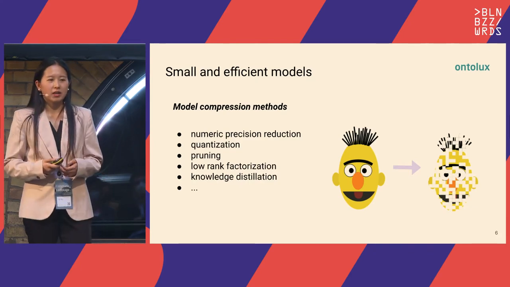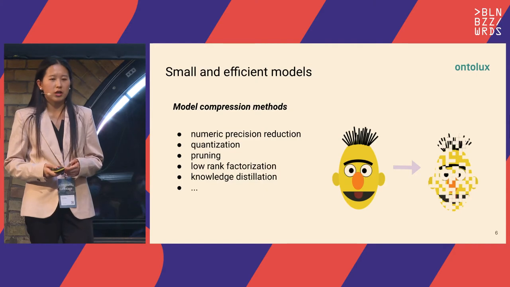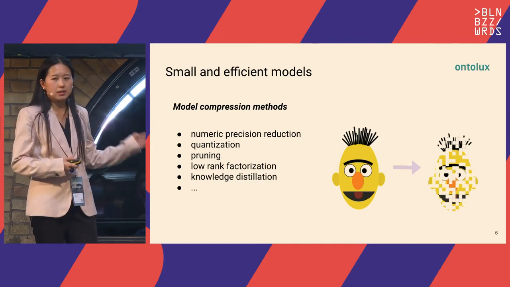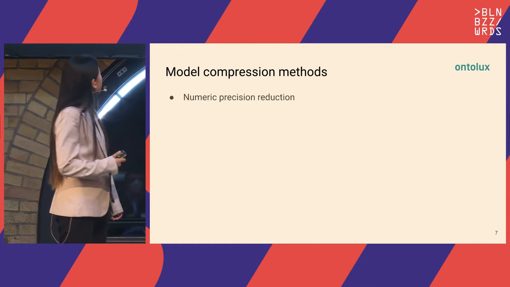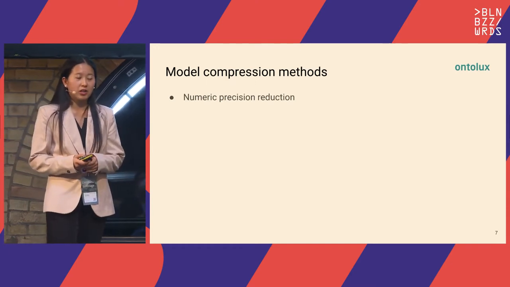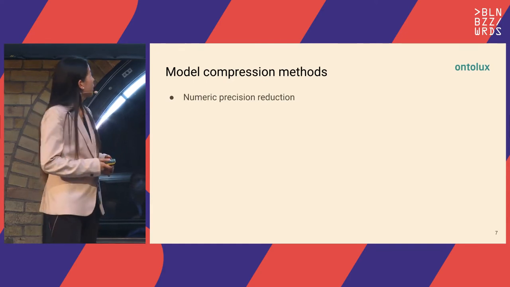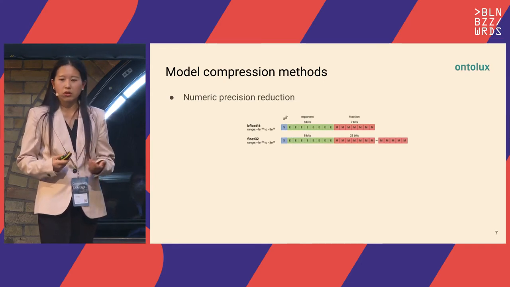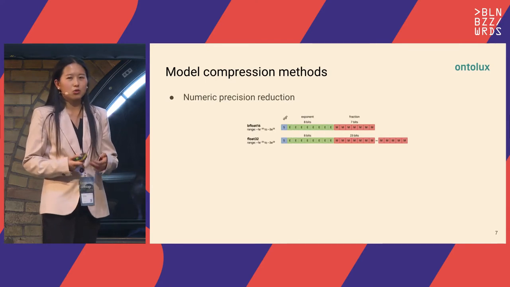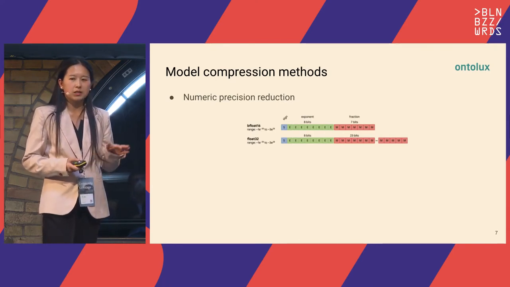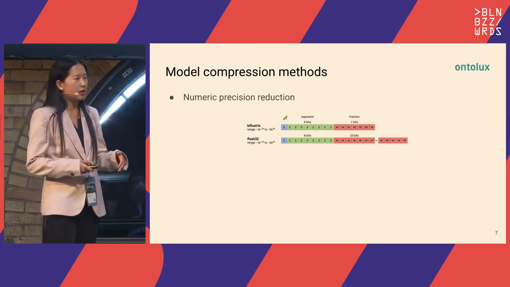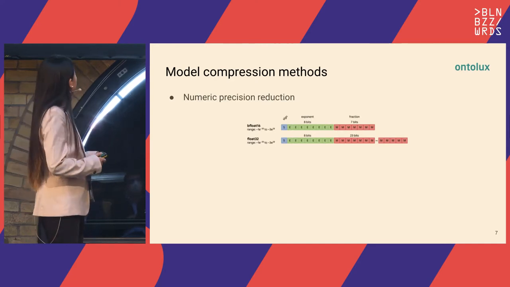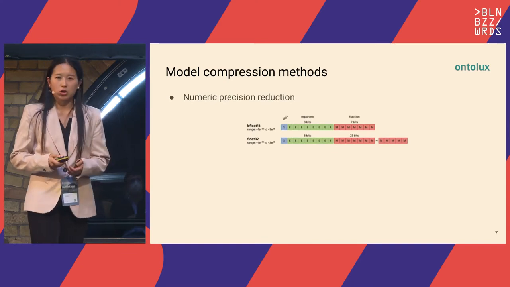There are already a lot of methods in the literature on how to compress a model, and I will go through the methods listed on the slide one by one. The first one is numeric precision reduction, which is also called quantization. All the weights and biases in the matrices are saved as numeric values in the form of float 32, so intuitively we could think, maybe we don't need that high a precision, and we could just cut them into float 16 or integer 8 in order to achieve model compression.